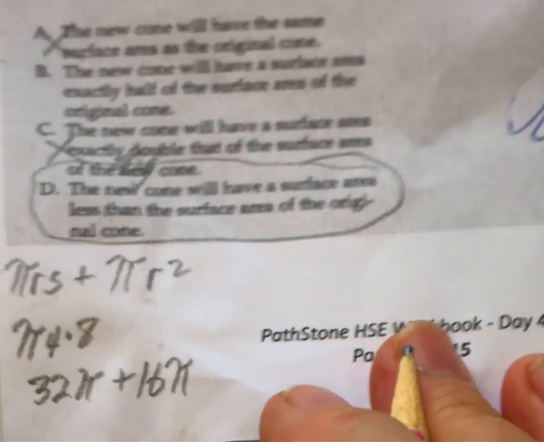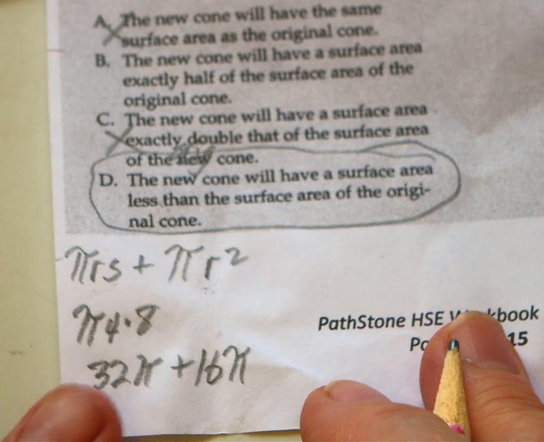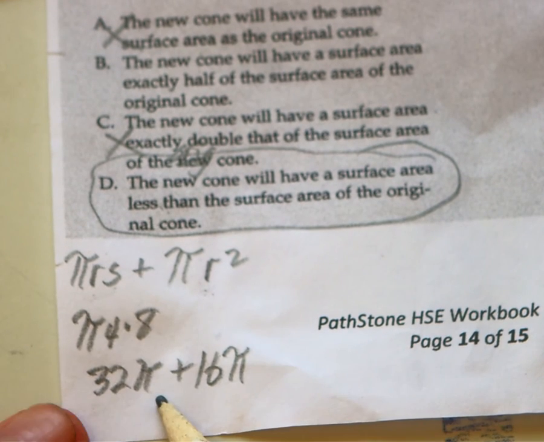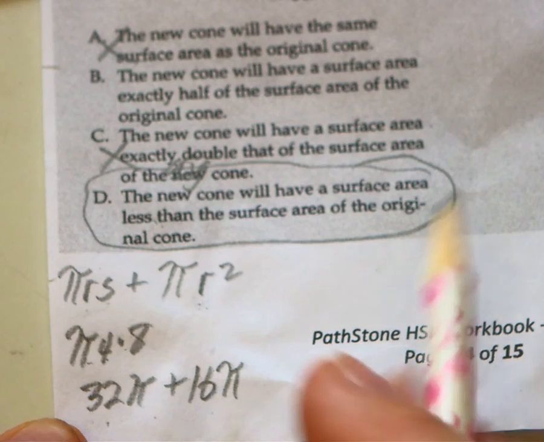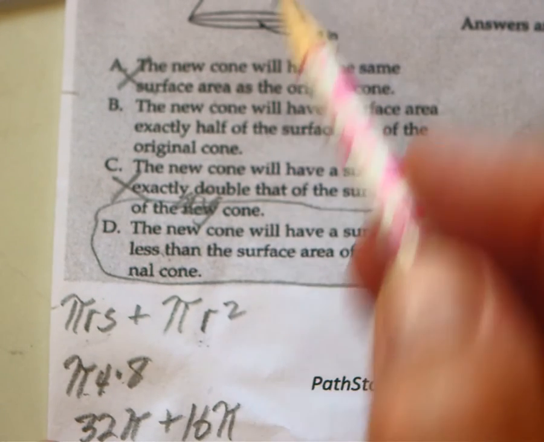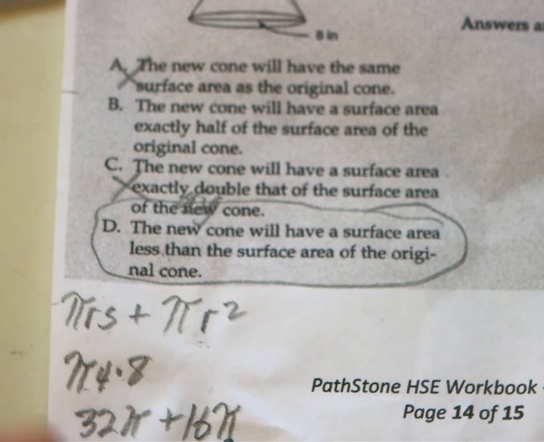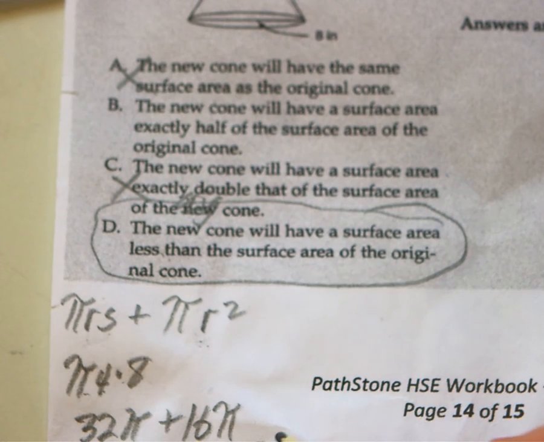Okay, I'm writing all this down. You're not even seeing what I'm writing down. Okay, this was the original cone. I did pi times 4 times 8. 32 pi is the side, and the base is 4 inches, so it's 4 squared, 16 pi. So we end up with actually 48 pi.